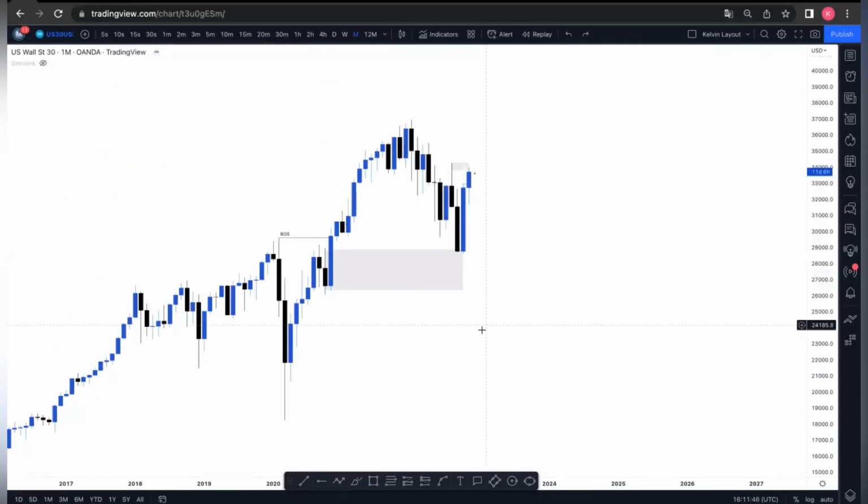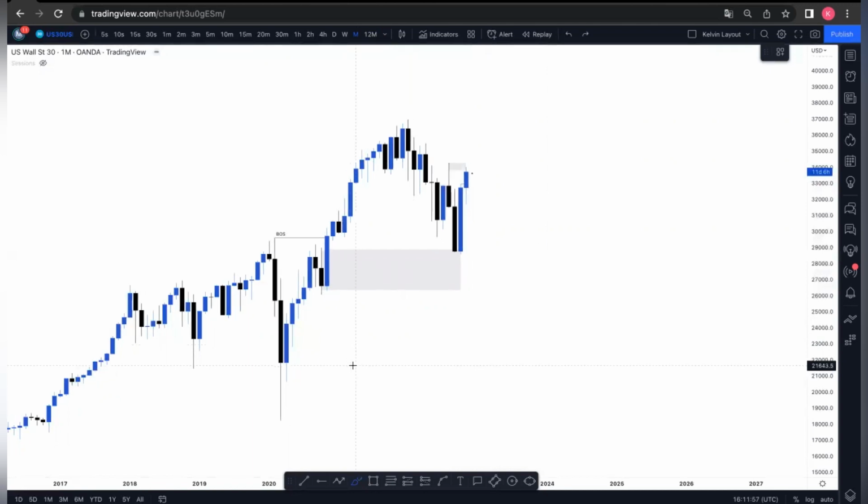Now, the last pair that we're going to look at is US30, right? I personally don't trade US30, but I have a lot of students that trade US30. So it's quite an interesting pair, actually, to be honest.